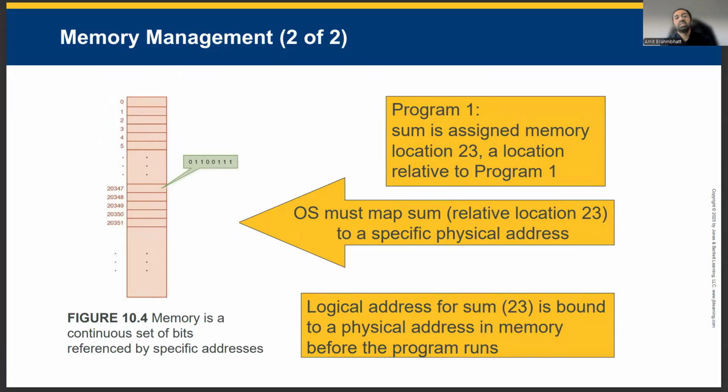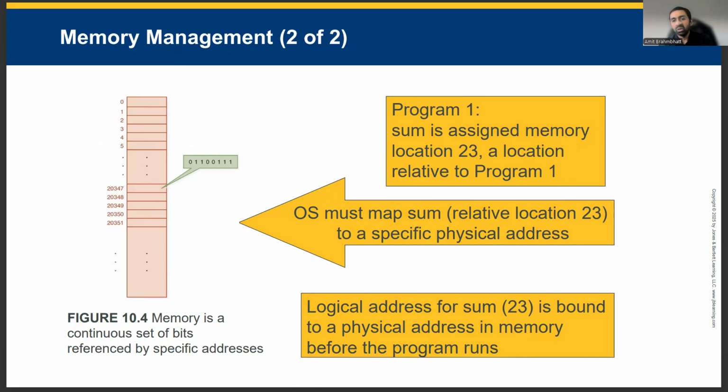Here we see how logical addresses are mapped to physical ones. For example, a program might refer to a variable using a logical address such as 23, which is relative to the starting location of that program. Before the program runs, the OS binds this logical address to a specific physical location in RAM.